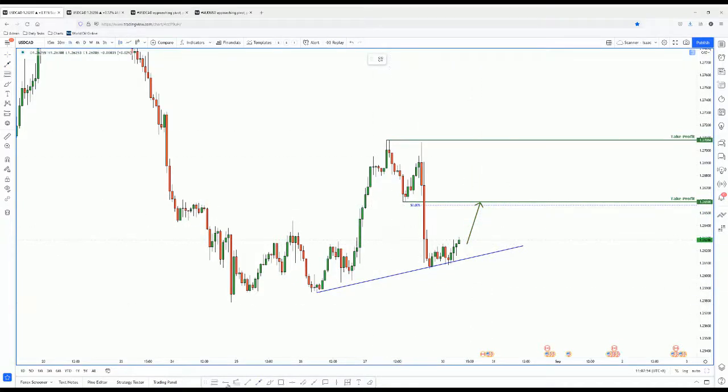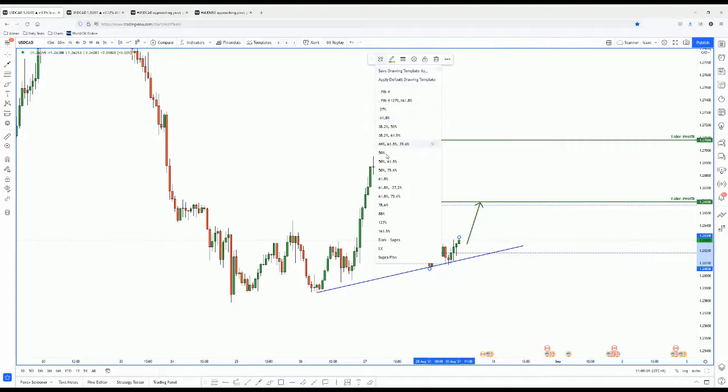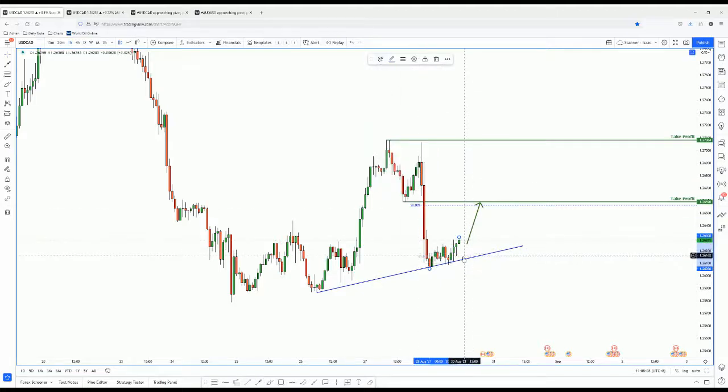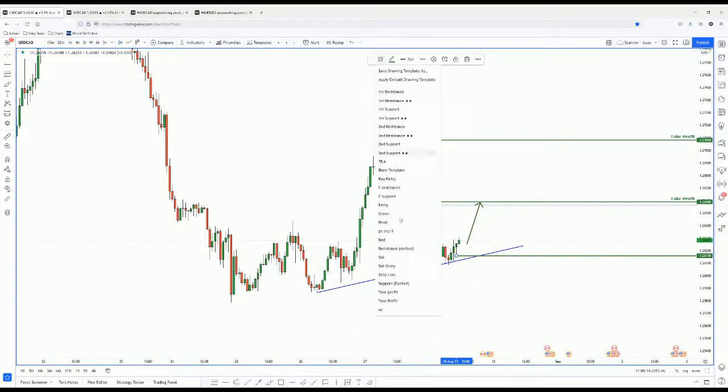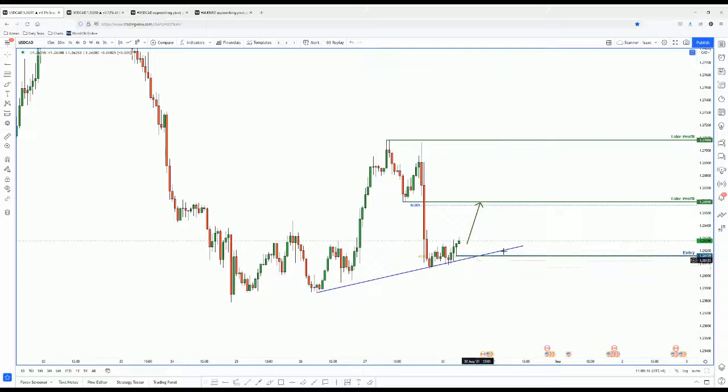And where will our entry be? Of course, I'm thinking that price could always come back down to retest this ascending trend line support before pushing higher. So we use our small retracement from the last swing low, and I'm thinking a really short term 61.8%. You can see very clearly the 61.8% is in line with the ascending trend line support. So this level can be our entry. We can wait for price to do a pullback.